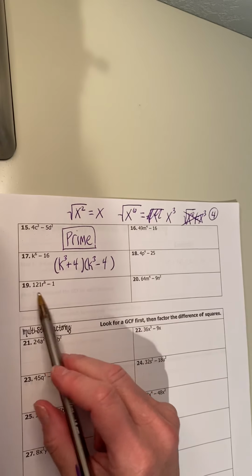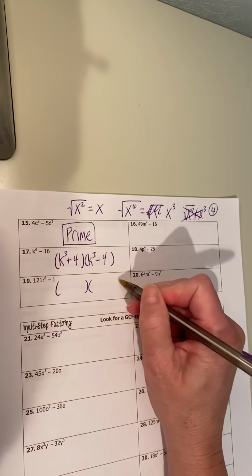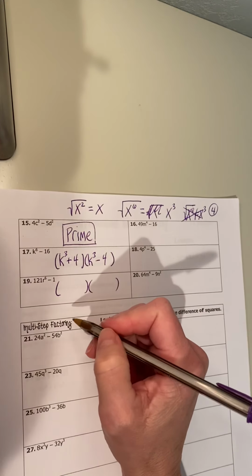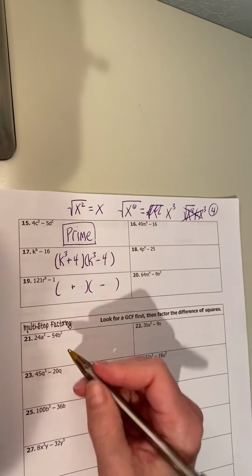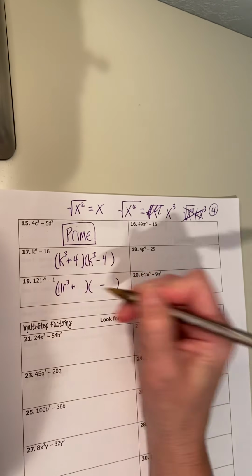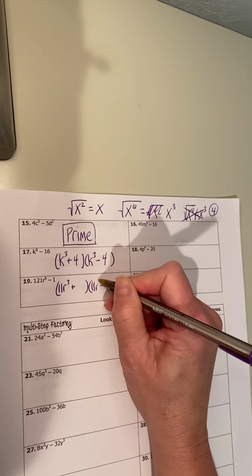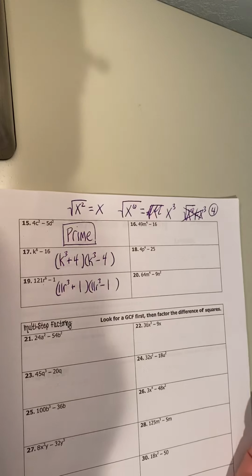This one, perfect square minus a perfect square. So set it up. Put my plus sign and my minus sign. The square root of 121 is 11. The square root of r to the 6th is r cubed. So 11r cubed. Square root of 1 is 1.